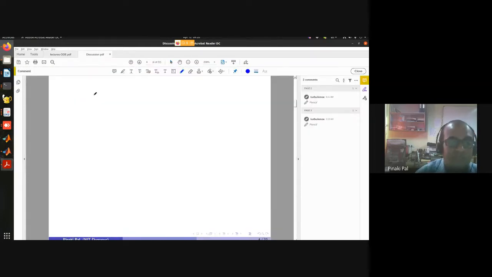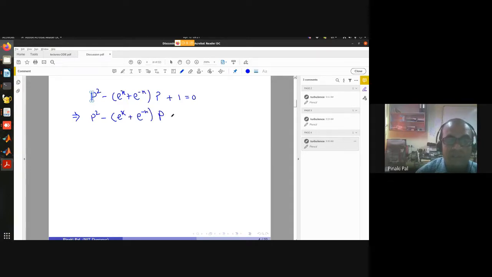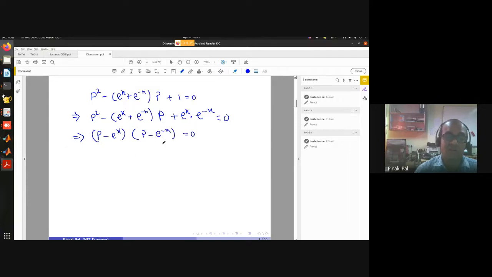So we have this p square minus e to the power x plus e to the power minus x, p plus 1 equal to 0, and this equation can be written as p square minus (e to the power x plus e to the power minus x) p plus e to the power x into e to the power minus x equal to 0. This thing we can factor as (p minus e to the power x) into (p minus e to the power minus x) equal to 0. Now you consider all the factors and solve it.